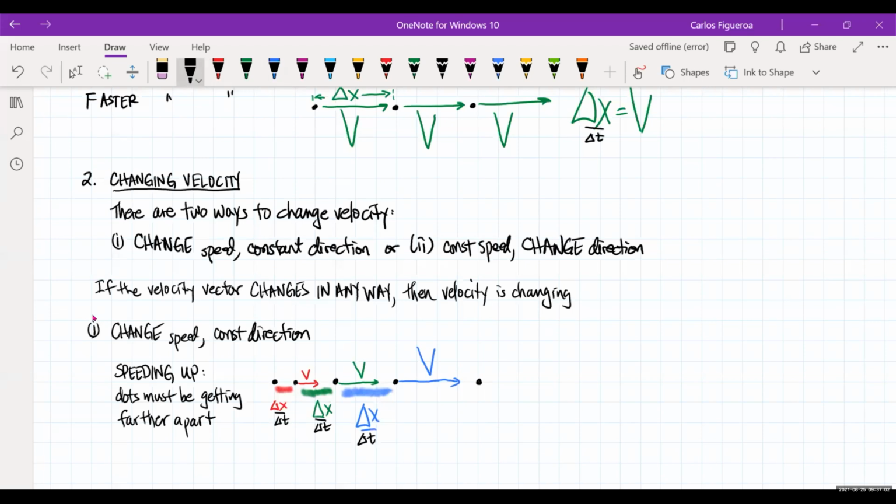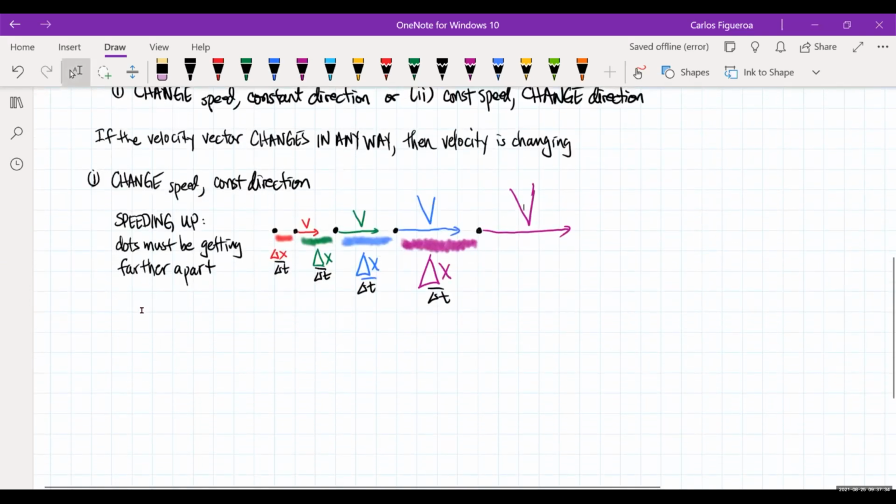So I could then keep going along that direction here. And if I do that, you could see that this is even longer still. And so therefore, that has the biggest distance between dots here. So then if I look at my velocity here, this velocity should be even larger, indicating that I'm getting faster or speeding up.